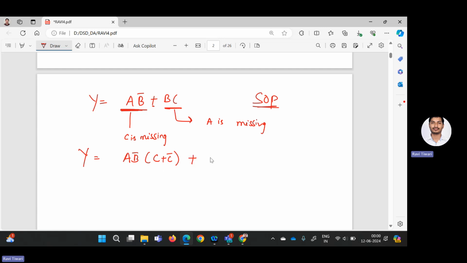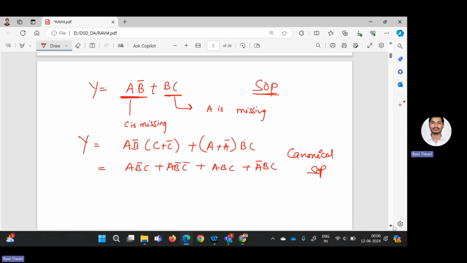Here also, as A is missing, we can include A plus A bar, BC. If you open this expression, you will get A, B bar, C plus A, B bar, C bar plus A, B, C plus A bar, B, C. Clear? So that is how we can find out the canonical expression. So this is the canonical SOP.